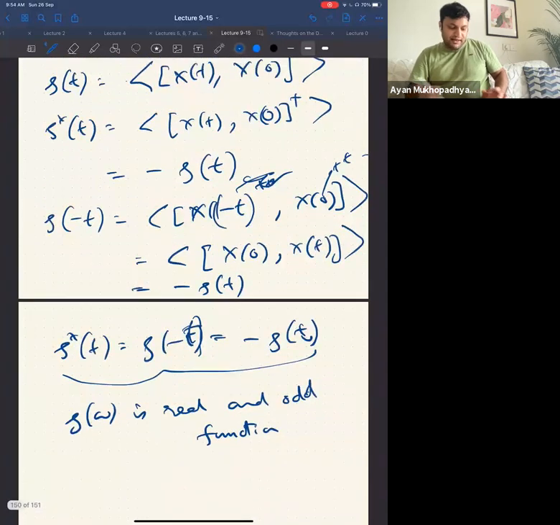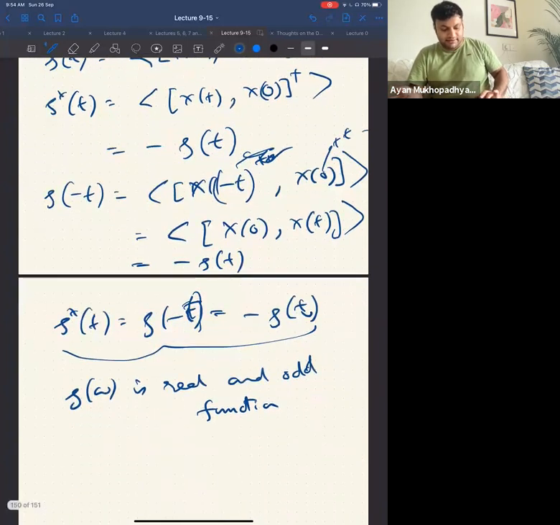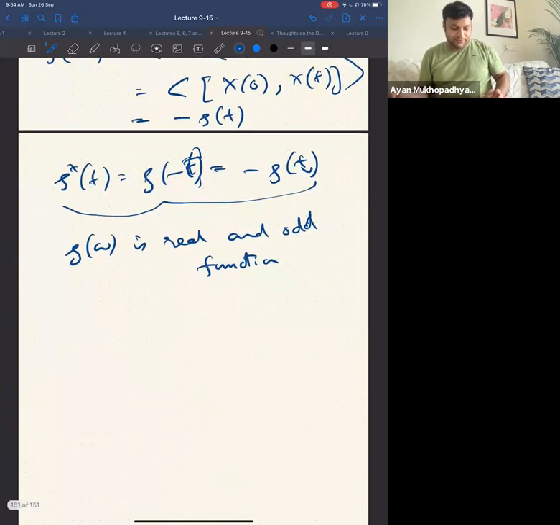If rho star t is equal to minus rho t, it means that rho is a purely imaginary function, and it's also an odd function. It's an odd and purely imaginary function, so its Fourier transform is a real and odd function. So try to do it on your own.